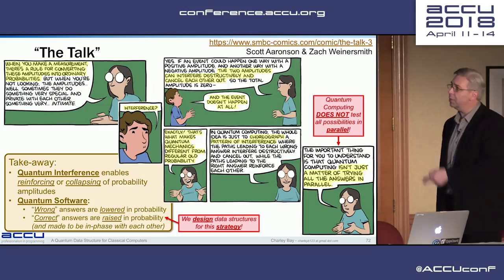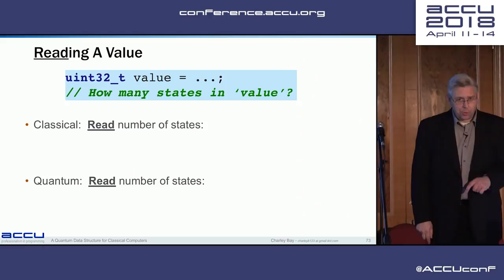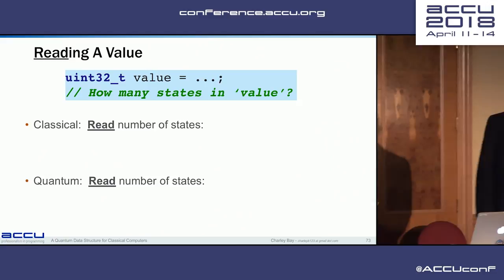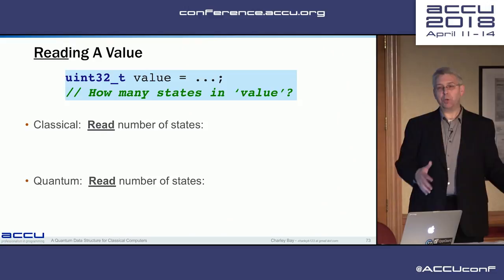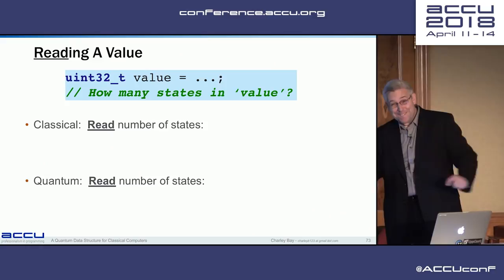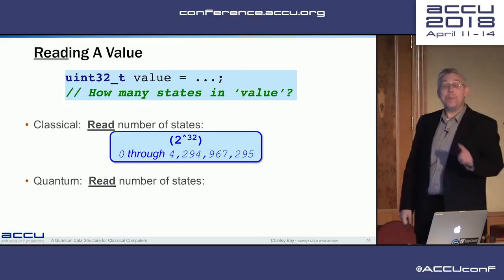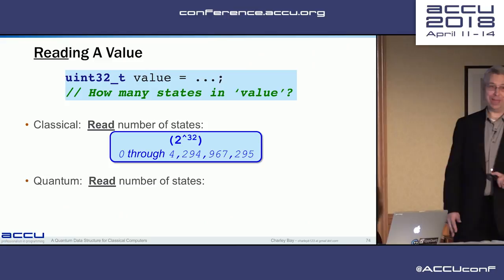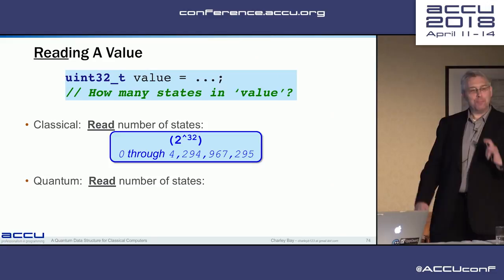So reading a value. When you read a radix 2, what would you expect it to have? If I have a bunch of radix 2s, like 32 of them, and I pretend they're an integer, what are the real number of states that I might have? 2 to the 32nd. Yeah, that's it. But now we're going to do something totally different, and we're going to use quantum bits. Now we're going to read the value. And the value I read, how many values might I possibly read?